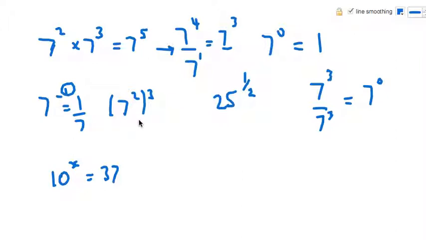7 cubed in a bracket, 7 squared in a bracket cubed. Well, as we defined, brackets means multiply, so we just do 2 times 3, 7 to the 6.